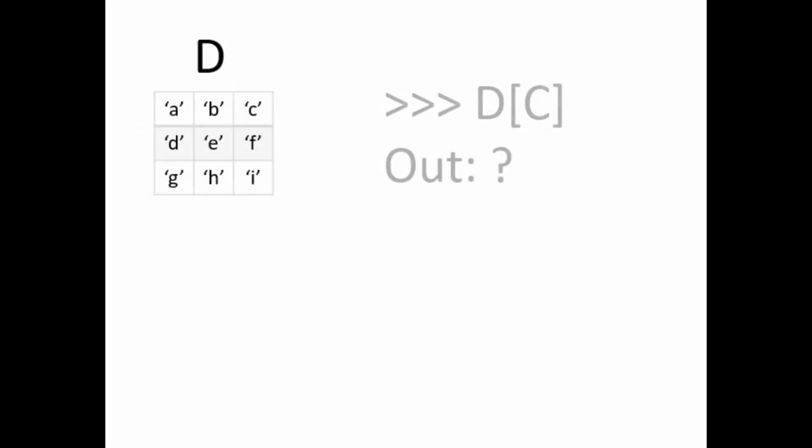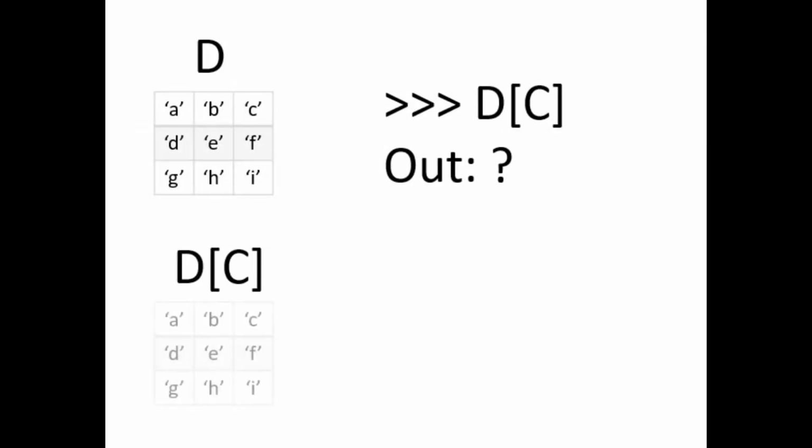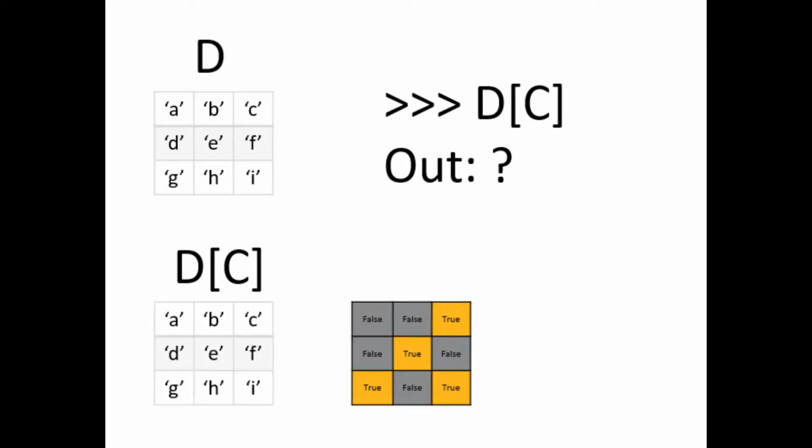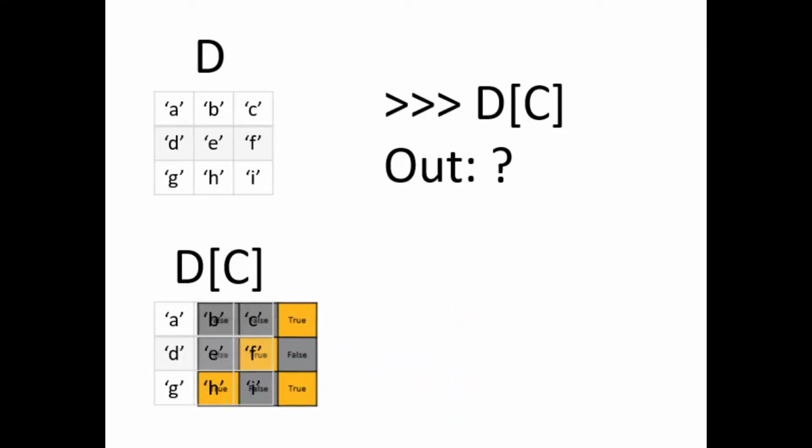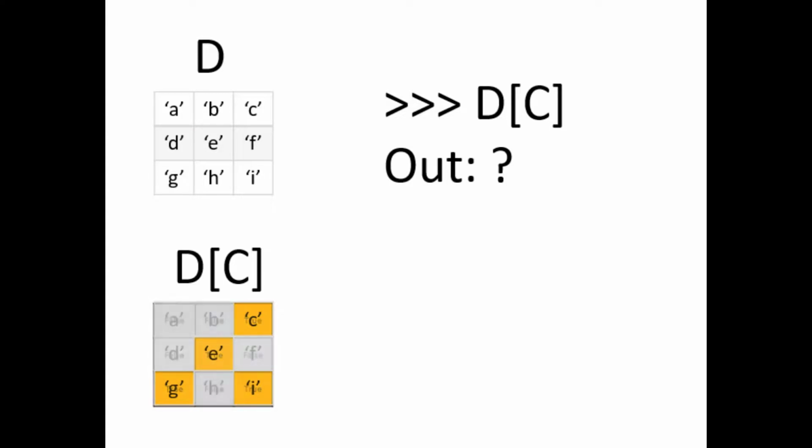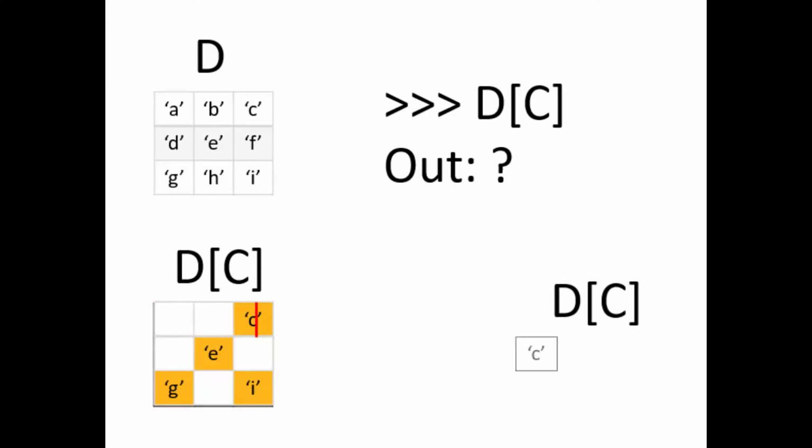To emphasize this point further, if we take the array of bools, the 3x3 C from the previous animation, and then feed that into this new array of strings D, we can see that we get out this one-dimensional flattened array of the results.